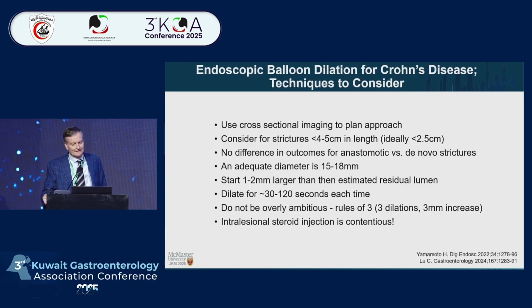And a good diameter to aim for is 15 to 18 millimeters. We usually start 1 to 2 millimeters larger than the estimated residual luminal diameter. Dilate for 30 to 120 seconds each time. And we always have this rule of 3, not to be overly ambitious: say no more than 3 dilations at a session, and really don't aim for more than a 3 millimeter gain in terms of diameter in a given session.